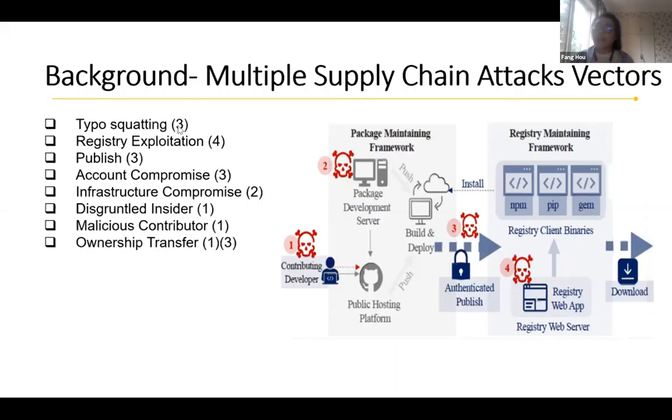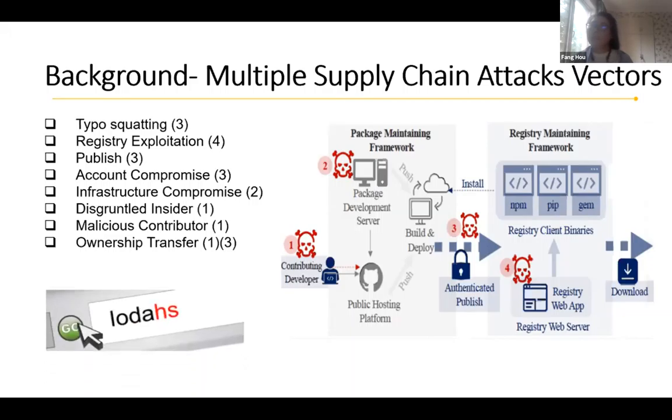The number behind the vector name represents the stage at which it may occur in this package manager ecosystem. From here, we can see the attacks can be carried out at any stage from 1 to 4. The most common type of attack is typosquatting. It is an indirect attack vector that takes advantage of typos when a developer is trying to search for a popular component. For instance, if the developer types lodahs when their intention is lodash, they may accidentally install a malicious component with a similar name.